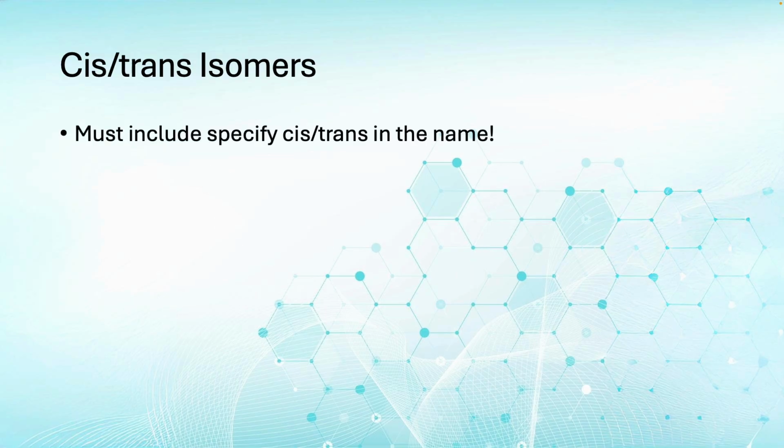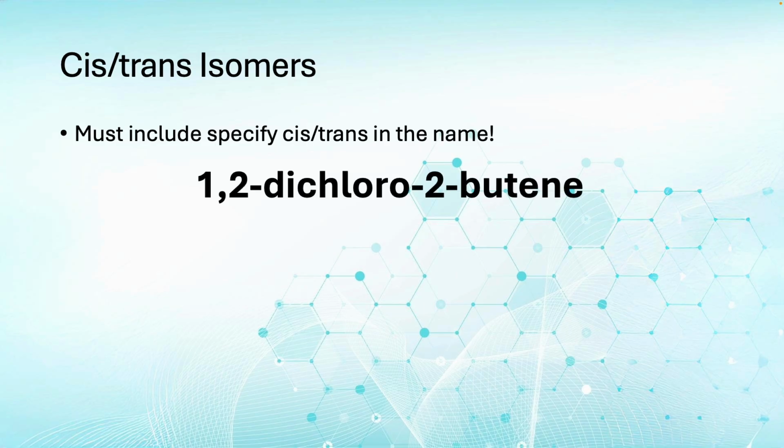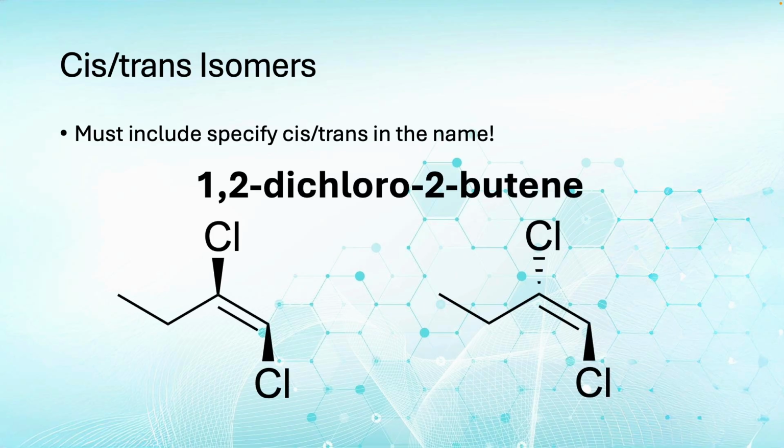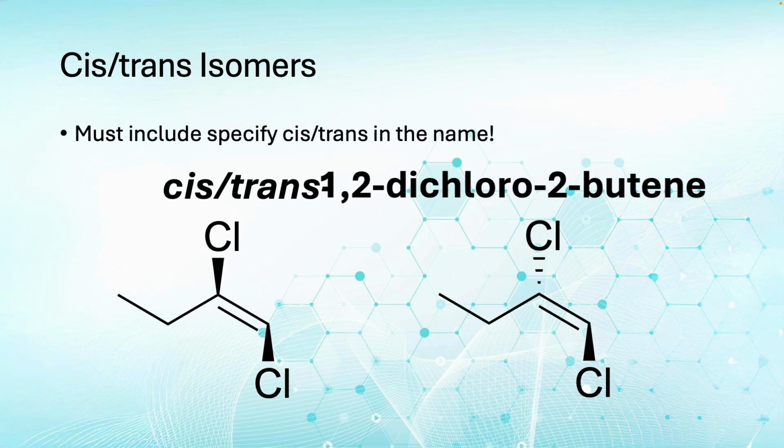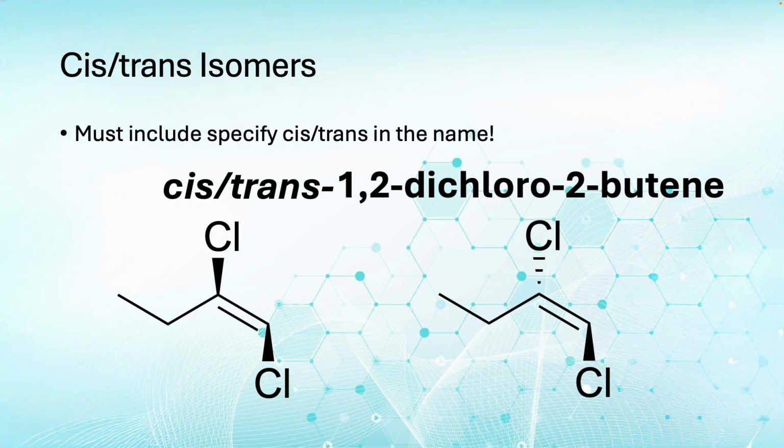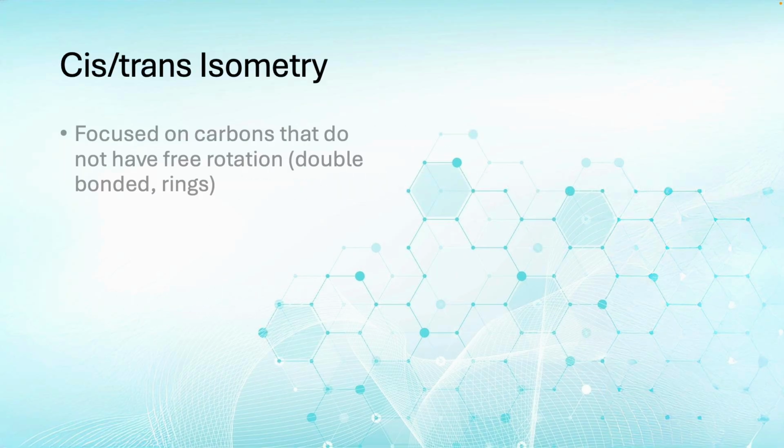The most important concept to take away from cis-trans isomers is that we need to include terminology in our IUPAC name. For instance, if I asked you to draw 1,2-dichloro-2-butene, which one of these structures would you draw? Well, you wouldn't be able to differentiate. We need to include cis or trans in front of the IUPAC name to specify which one of these isomers to draw. As you may remember, cis-trans isomerism centers around carbons that are not free to rotate around one another, such as double bonds and rings.